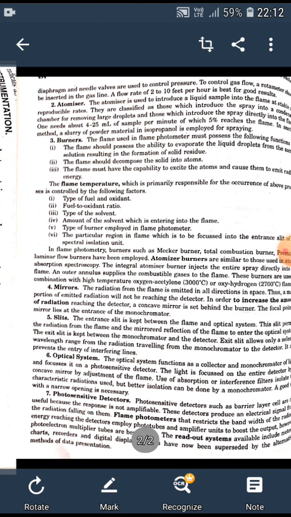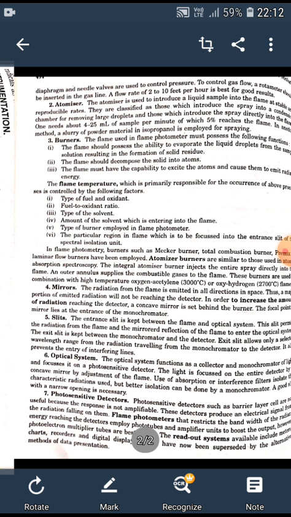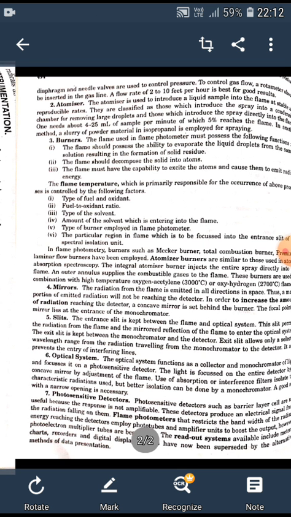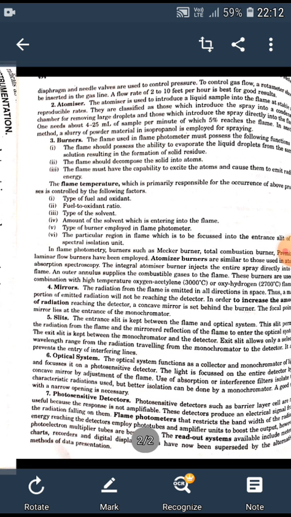Mirrors. The radiation from the flame is emitted in all directions in space. A major portion of emitted radiation therefore does not reach the detectors. In order to increase the amount of radiation reaching the detector, a concave mirror is set behind the burner. The focal point of the mirror lies at the entrance of the monochromator.